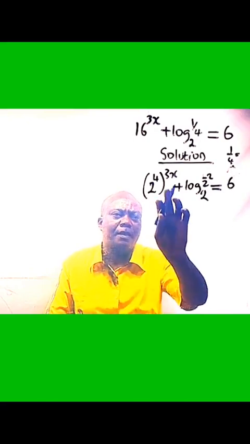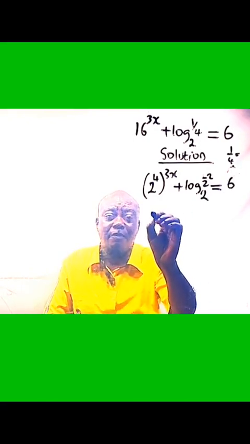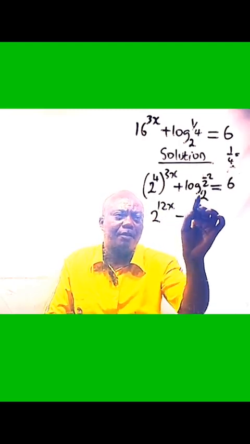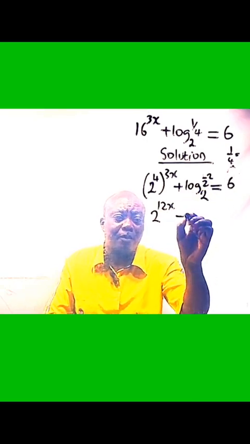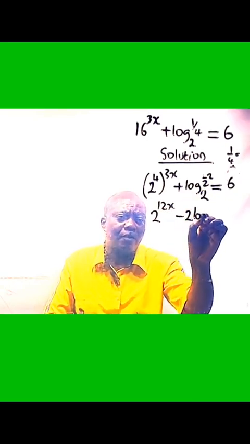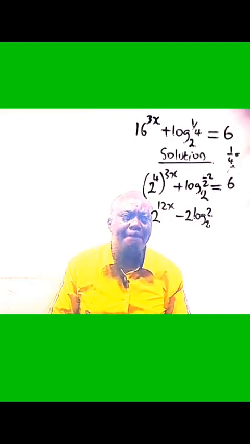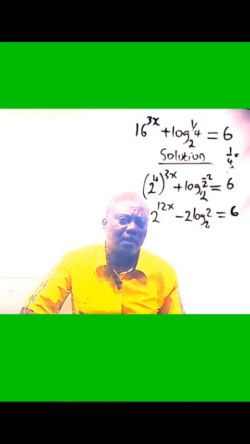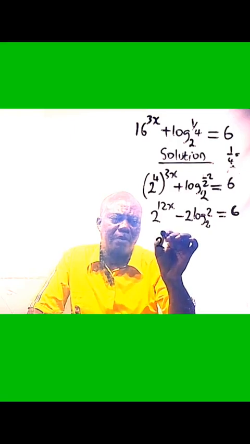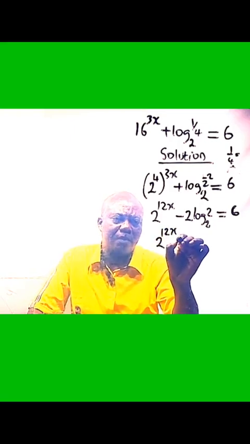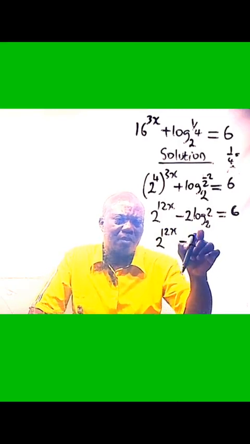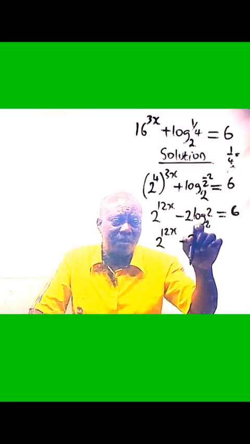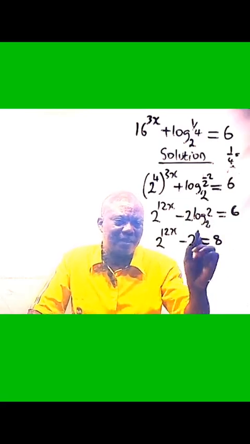Let's continue. This one now, you can open the bracket, you have 2 to the power of 12x minus, this power will multiply the log, minus 2 log 2 to base 2, equals 6. So 2 raised to the power 12x minus 2 times 1, because this number and the base are equal. So everything here will be 1, equals 8.